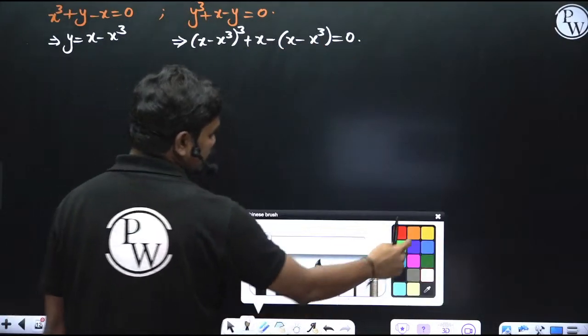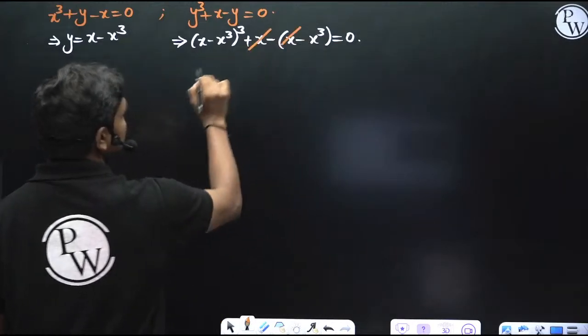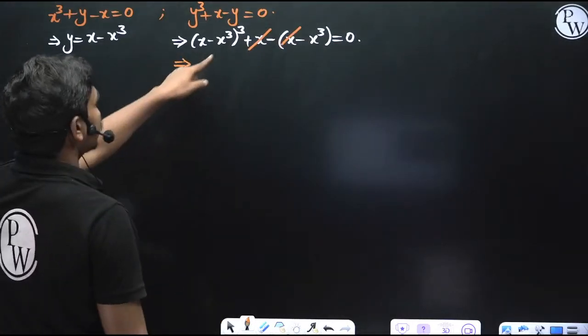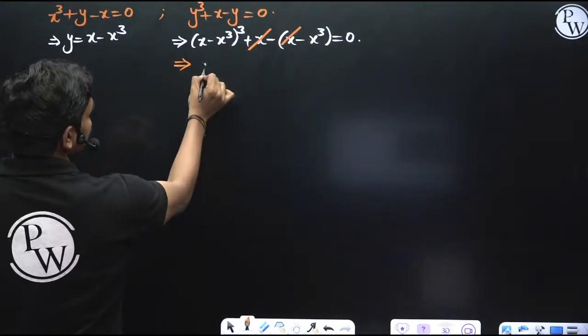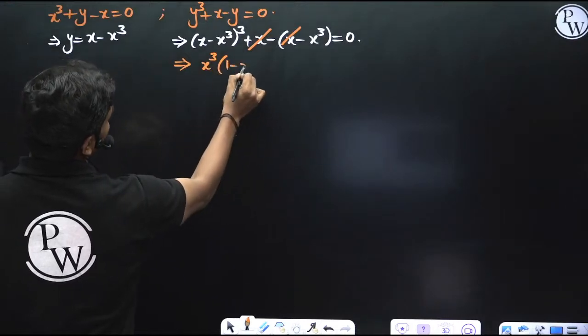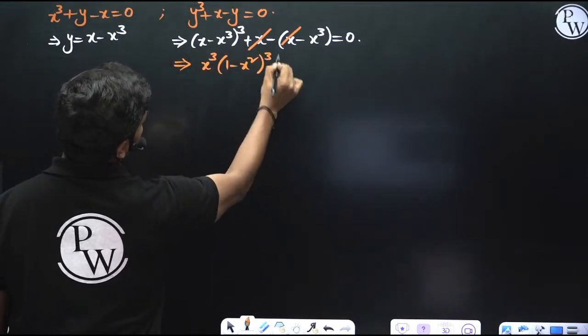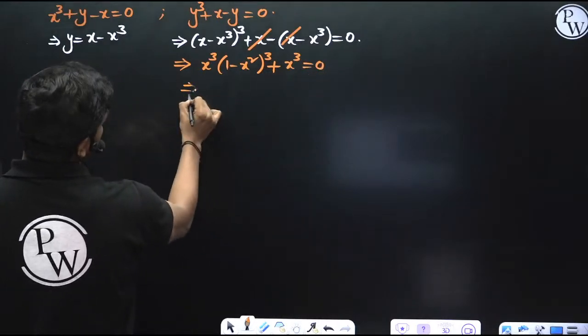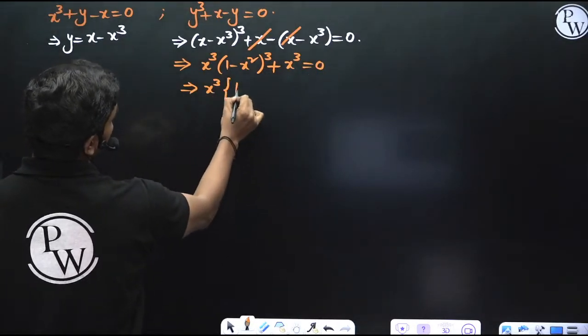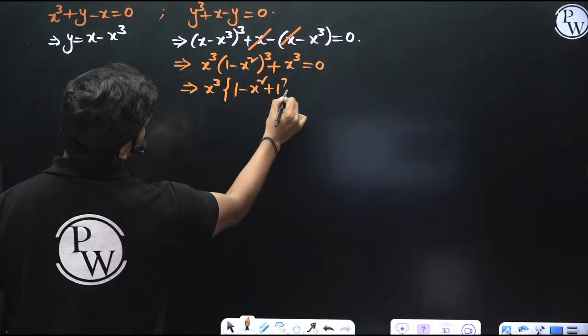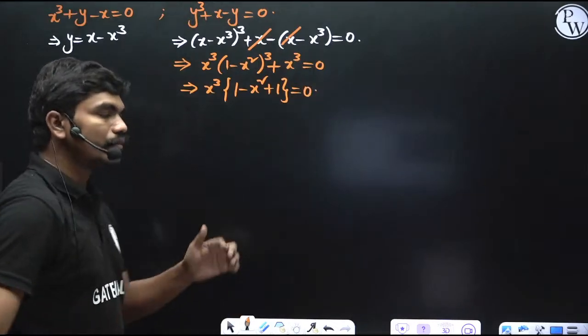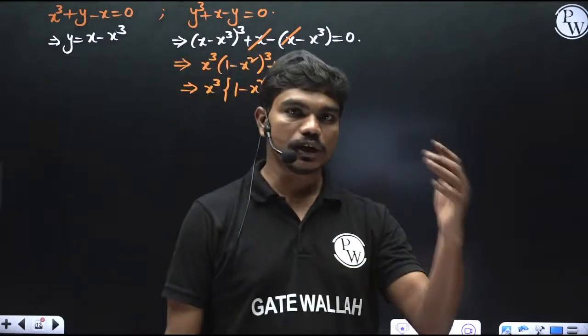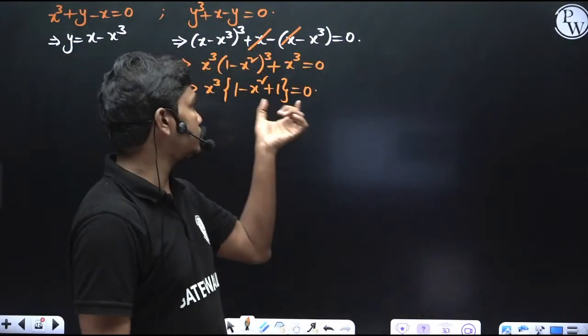So if you simplify these equations, x and x get cancelled. From this complete equation, if you take x cube common, you have x cube times (1 minus x square) whole cube, minus of minus, plus x cube is equal to 0. So this can be written as x cube times (1 minus x square plus 1) is equal to 0. But we are staying only in the real plane. We are not moving into the complex plane. So we will see only the real solutions of this.